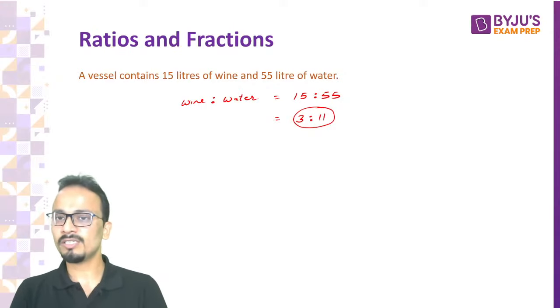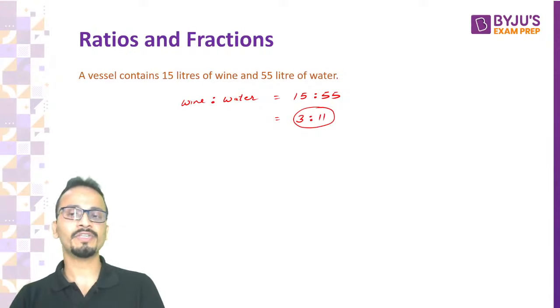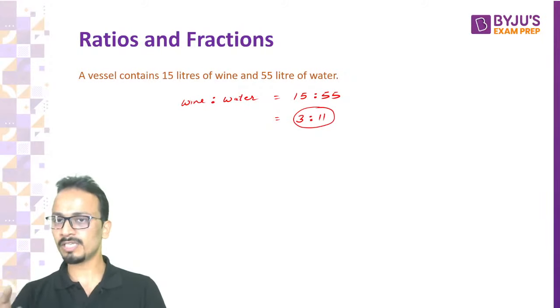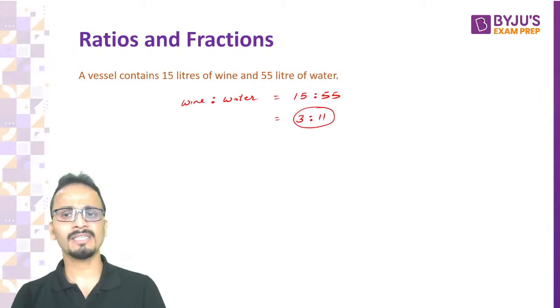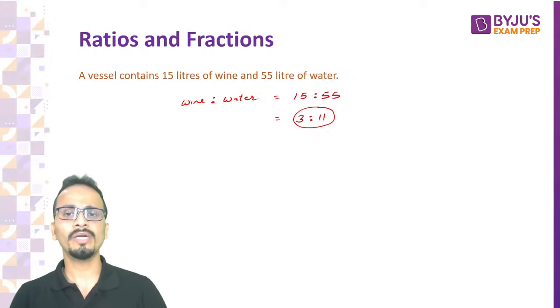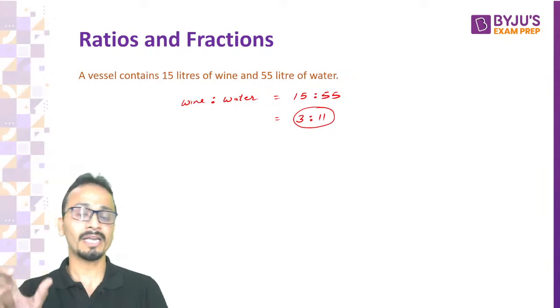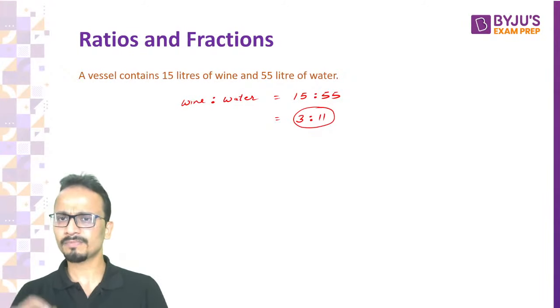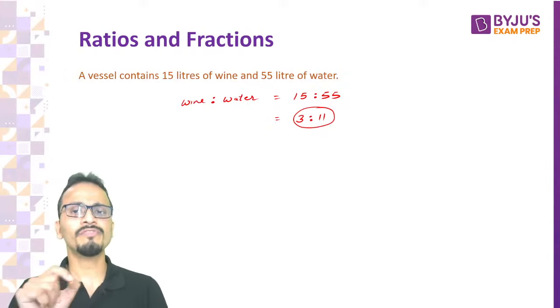So wine and water were in the ratio 15 is to 55, and I've expressed this ratio in the simplest form. The first thing, while expressing in the simplest form, is that we take out the common factors. The second thing, which will be helpful for converting the ratio between any two numbers into the simplest form, is to try to express the ratio in terms of integers.